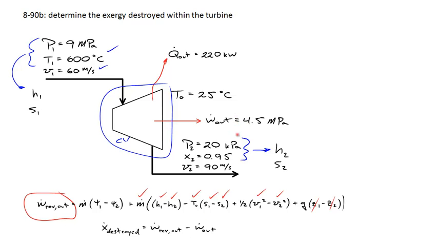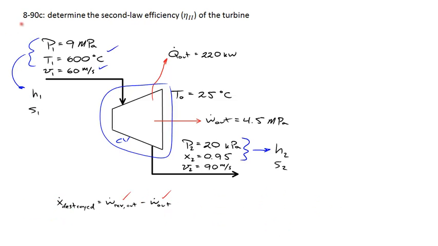If the turbine operated reversibly, the rate at which exergy was being destroyed would be equal to 0 because work out would equal the reversible amount of work out. So the best this thing could do is if the amount of exergy destroyed was equal to 0. But what you do know, you can calculate the reversible work out, and the actual work out is given to you in the problem, and that'll allow you to calculate the rate at which exergy is being destroyed in the turbine. Part C of the problem says determine the second law efficiency of the turbine.